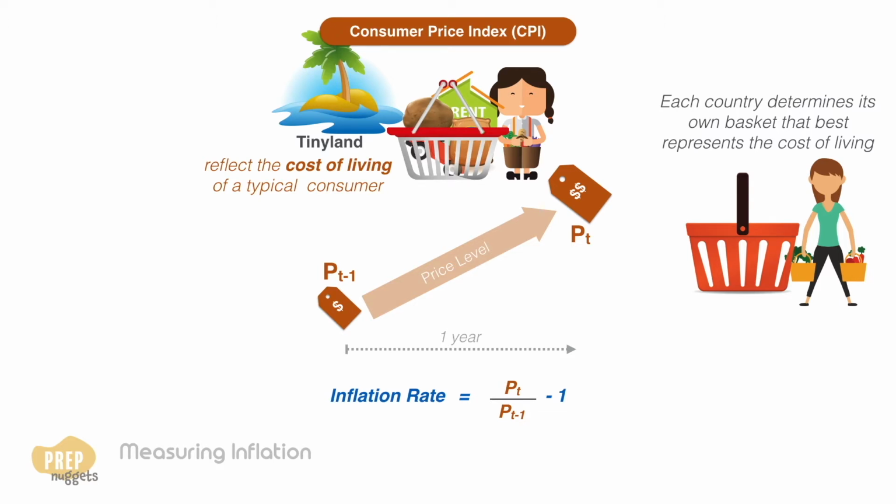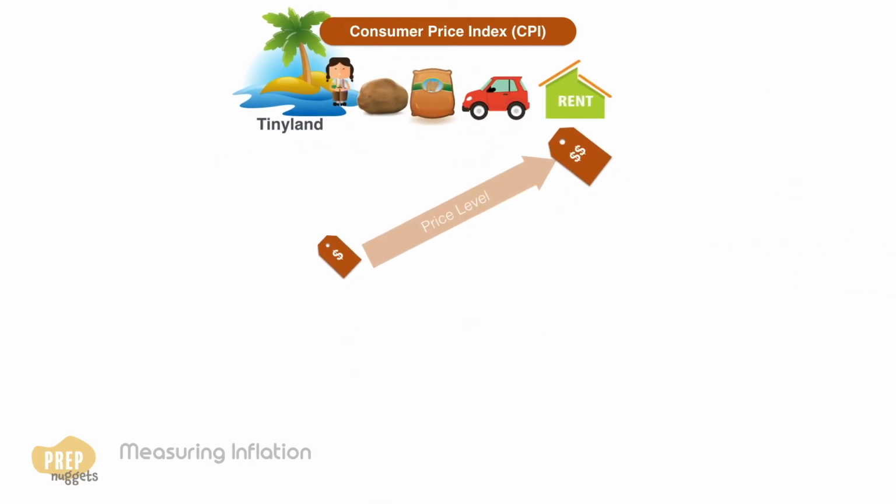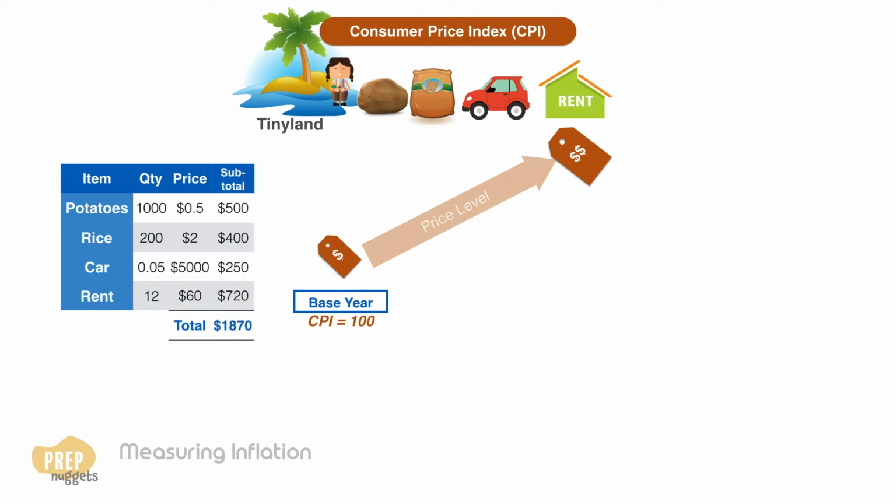Let's consider the CPI of Tinyland, a simple economy where the basket of goods is determined as just potatoes, rice, a sedan car, and rent in the following quantities. The base year is where the CPI is determined to be 100. So, assuming these are the prices in the base year, the cost of the basket in the base period is $1,870.